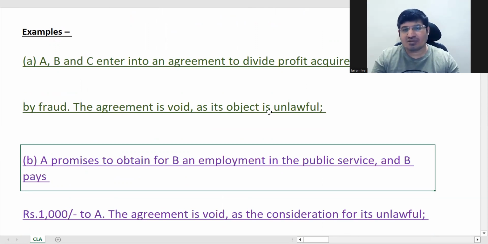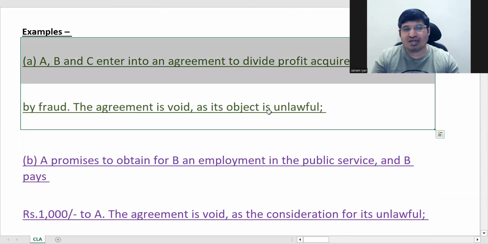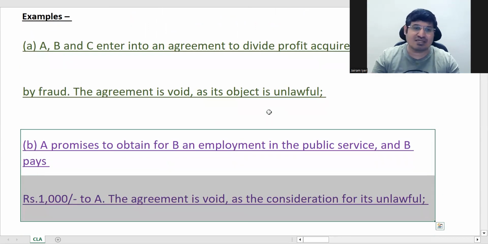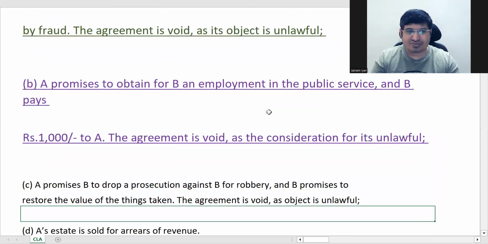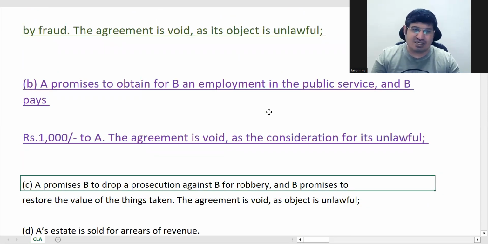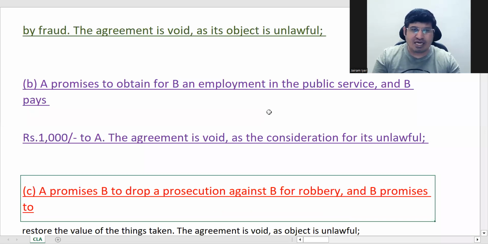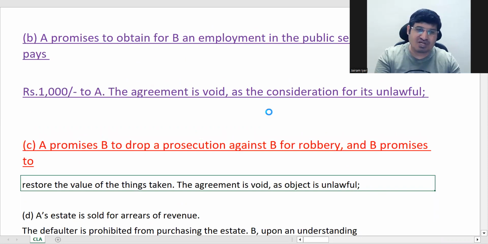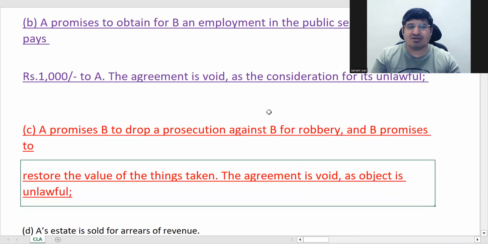Okay. In certain cases, the object can be unlawful. Like here, it's the consideration which is unlawful. Fine. Then A promises to drop a prosecution against B for robbery, and B promises to restore the things taken. The agreement is void. Why? Because the object is unlawful.